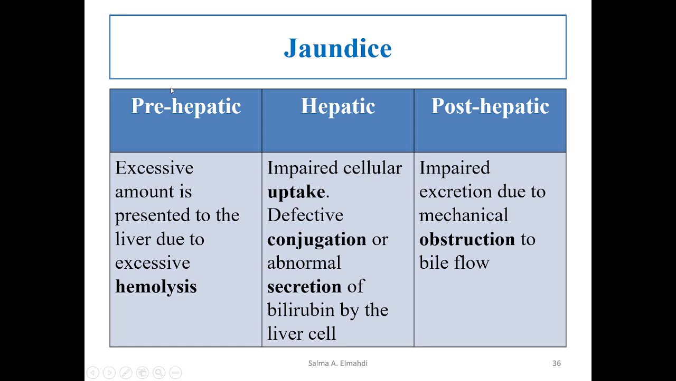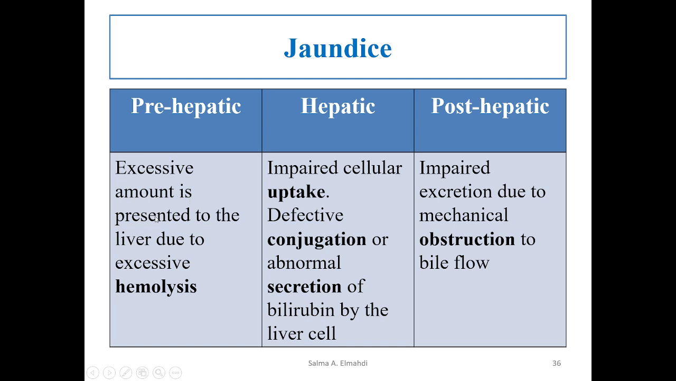Jaundice can be classified into prehepatic, hepatic, or post-hepatic. Prehepatic, the condition is before bilirubin reaches the liver. Hepatic is when the disorder is due to a hepatic condition. Post-hepatic is after bilirubin has been conjugated in the liver.